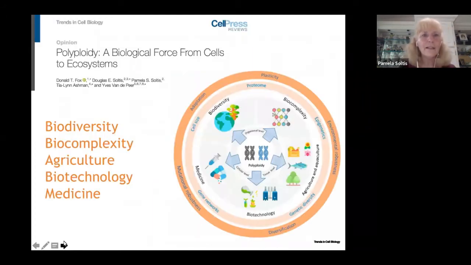So finally, we are thinking about polyploidy or whole genome duplication as this major biological force that extends from cells to ecosystems. And this is from a recent review that we published with Don Fox, Thielen Ashman, and Eve Vandepeer in Trends in Cell Biology just last summer. Here we've focused on how polyploidy has repercussions for biodiversity, biocomplexity, agriculture, biotechnology, and medicine.